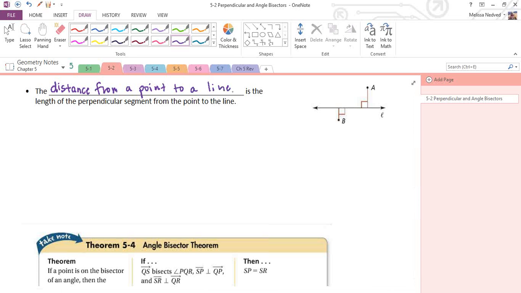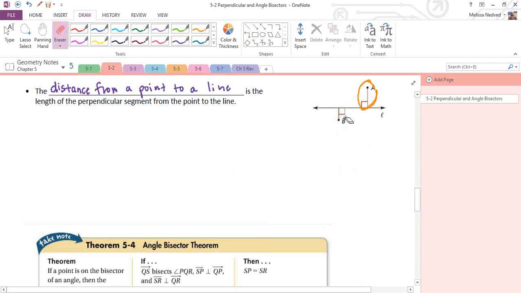Well, when we talk about it in geometry, we always talk about the shortest distance. What is the shortest way I can get from A to line L? And that's going to be along the perpendicular line. And that's always going to be the case, and that's what we're going to use when we talk about the distance from a point to a line. So we can see here, we've already drawn in this segment, it's a perpendicular segment. That's going to be what we use as the distance from A to line L. Same thing over here with B, that perpendicular segment.